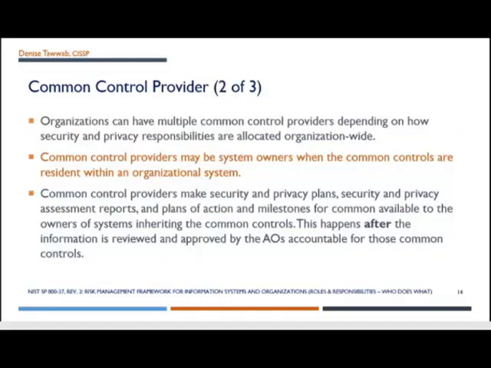The organization can have many different common control providers depending on how security and privacy responsibilities are allocated throughout your organization. Your common control providers may be system owners when the common controls reside within an organizational system. Common control providers make their security and privacy plans, security and privacy assessment reports, and the POAMs for common controls available to the owners of the systems that are going to inherit those common controls. This happens after the information is reviewed and approved by the AO, who is accountable for common controls.